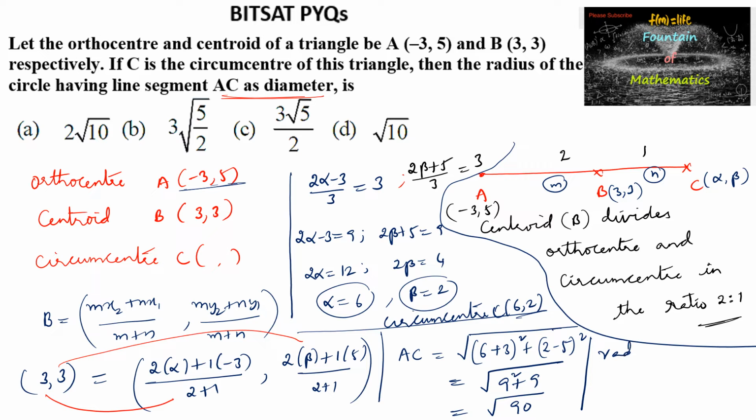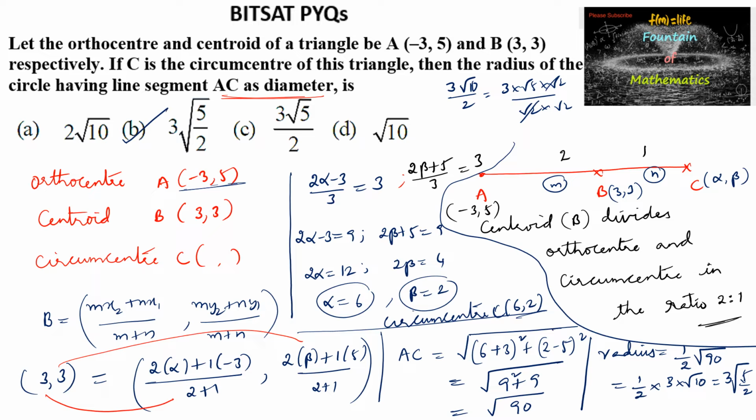So the radius we can take as half of the diameter, that is half root 90, which is equal to half into root 90. We can write it as root 9, that is 3 into root 10, and this can also be written as 3 times root 5 by 2, because root 10 we can write as, so we can write 3 root 10 by 2 is equal to 3 into root 5 into root 2 divided by root 2 into root 2. So root 2 gets cancelled. So 3 times root 5 upon root 2. So that is 3 root 5 by 2. Option B is the answer.